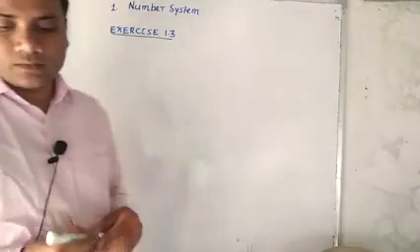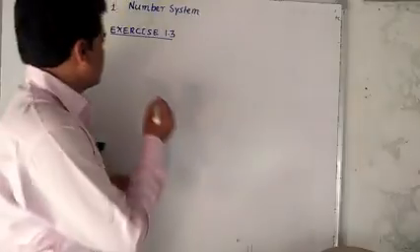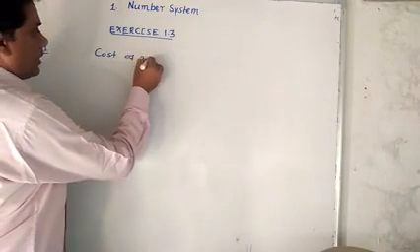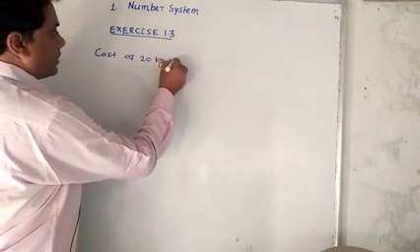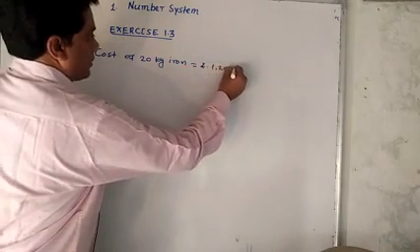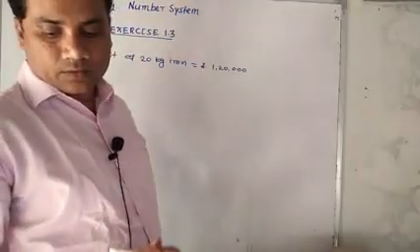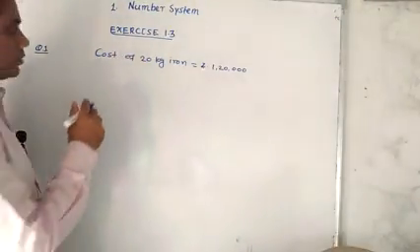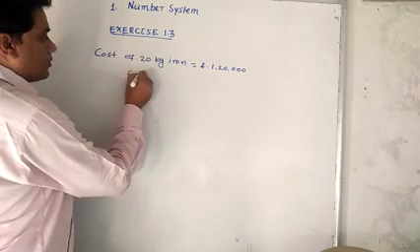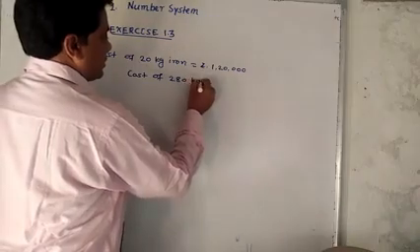The problem is: the cost of 20 kg iron is ₹1,20,000. Then find the cost of 280 kg. We have to find the cost of 280 kg.